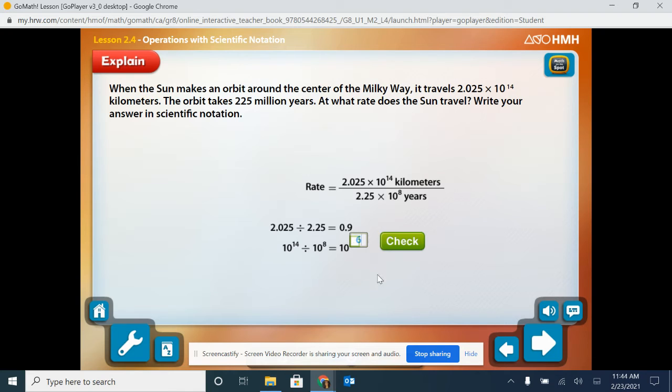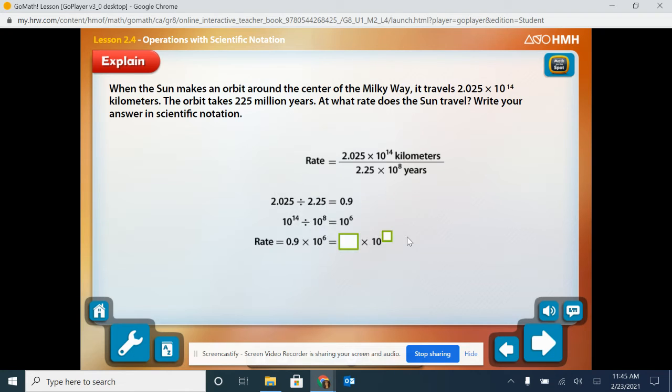Let me show you something. How could I have gotten the 6 from the 14 and the 8? You just subtract. 14 minus 8 is 6. Right. 10 to the 14th power divided by 10 to the 8th power is equal to 10 to the 6th power. Now combine what you found to write the answer in scientific notation.